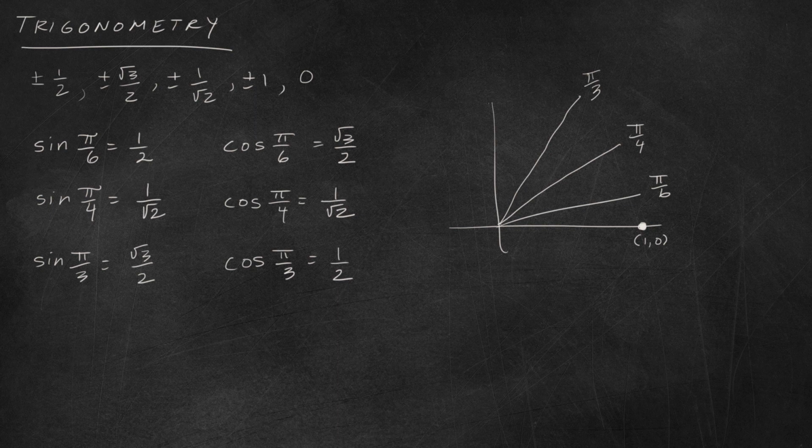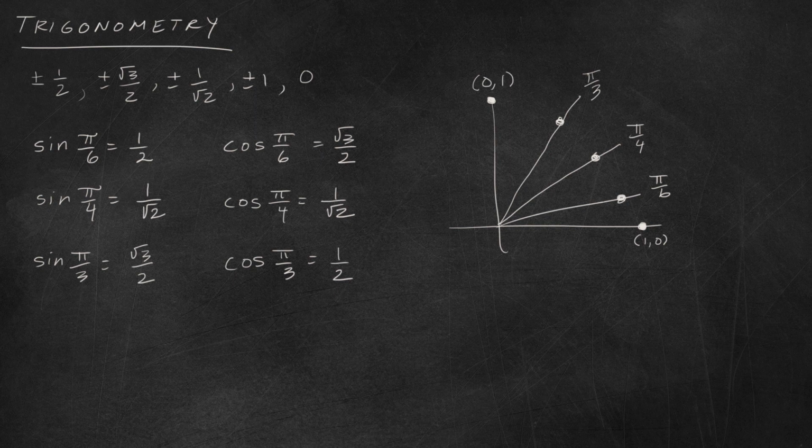If it's pi over 2, I visually think, where is pi over 2? It's right here, and I can very quickly think about the coordinates of that point, 0, 1, so the cosine is equal to 0 and the sine is equal to 1. Okay, so that gives me all of my quadrant 1 unit circle values.